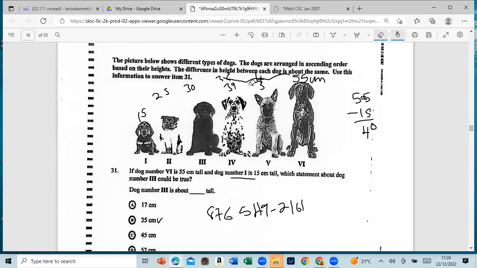I think because someone sent me and said 7. But it's not 7, guys. The difference must be the same. So the difference between each dog would be 5. So it's exactly 35. Someone was saying that it's close, but it's exactly, right? So this one, same distance.